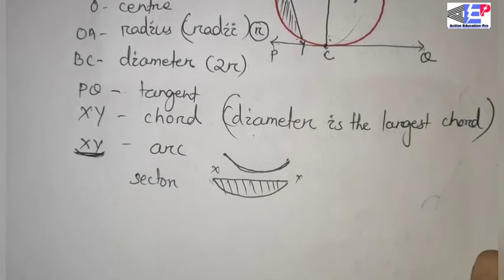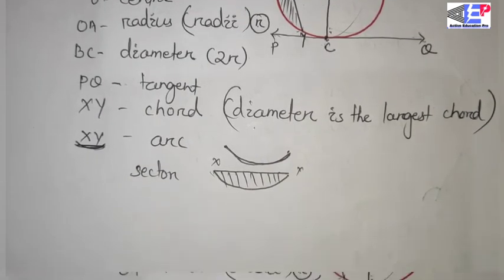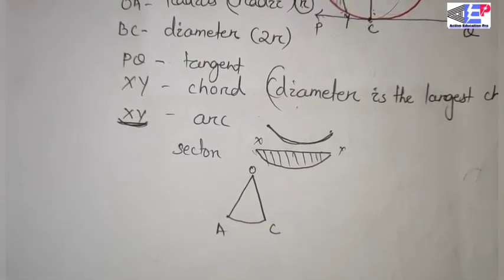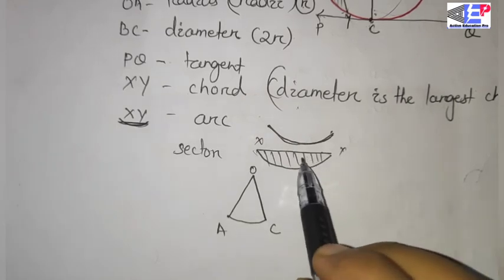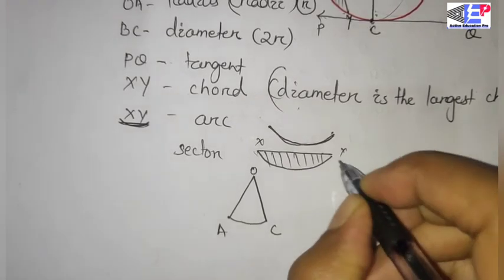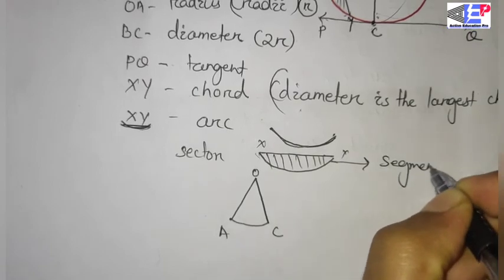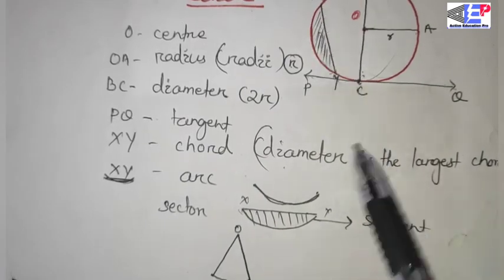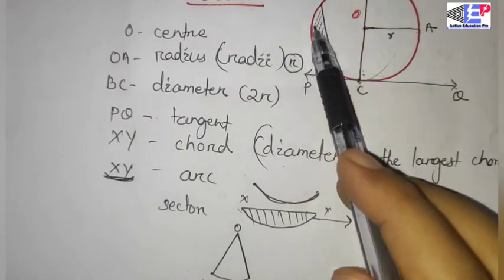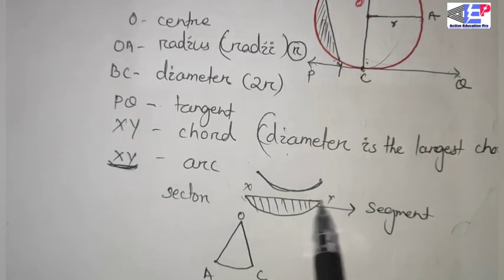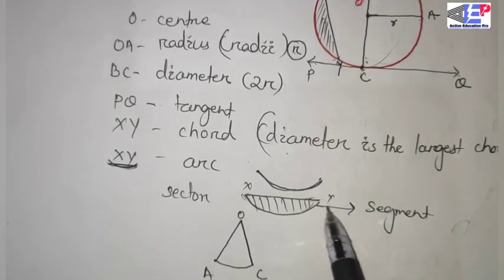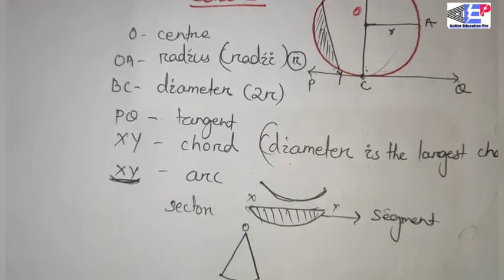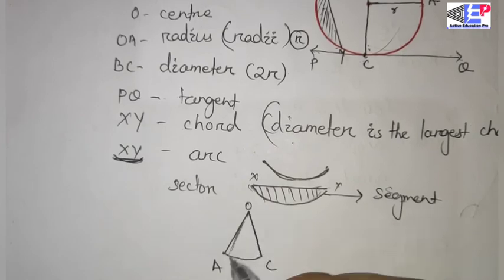And the another one thing, this is sector. Sorry, this is not sector. This is segment. This one is segment. Because chord is a line segment, here X and Y is a line segment and it is an arc. So it is a collection of arc and line segment, so it is a segment, part of a circle. And it is another type of part of the circle which is known as sector.